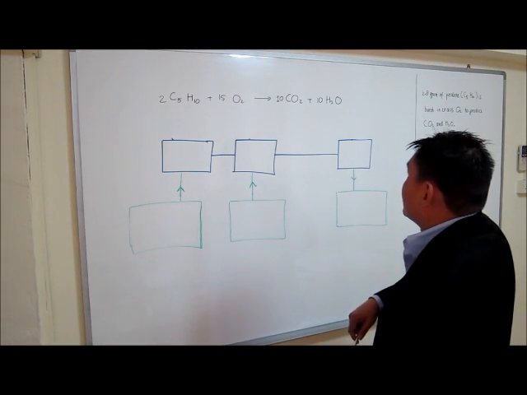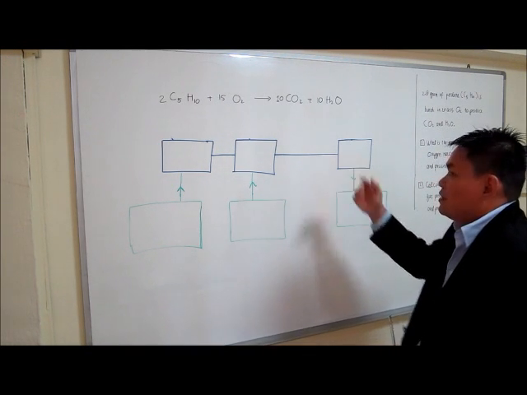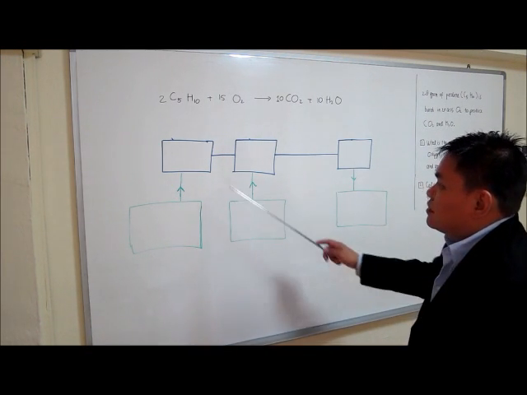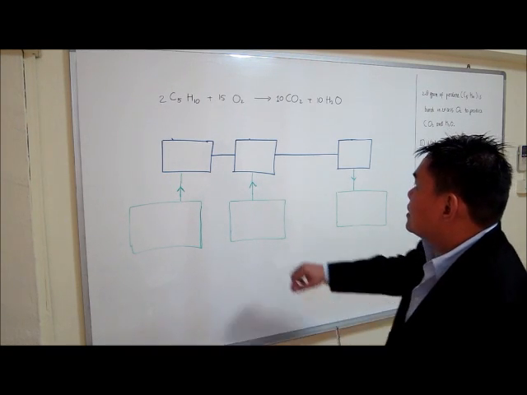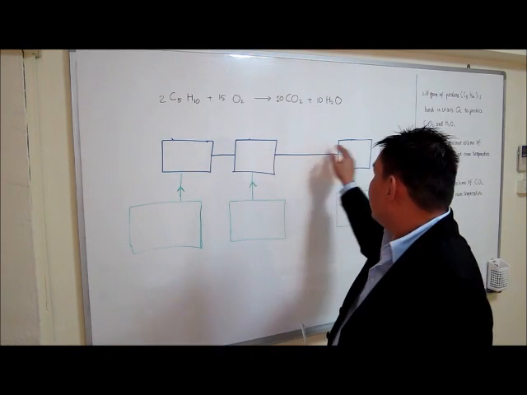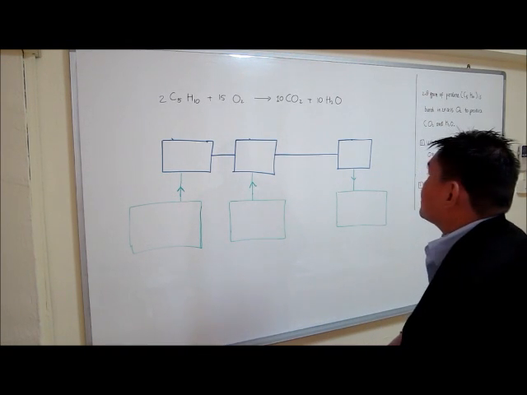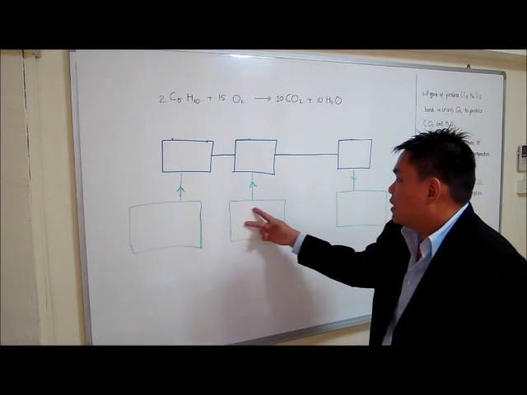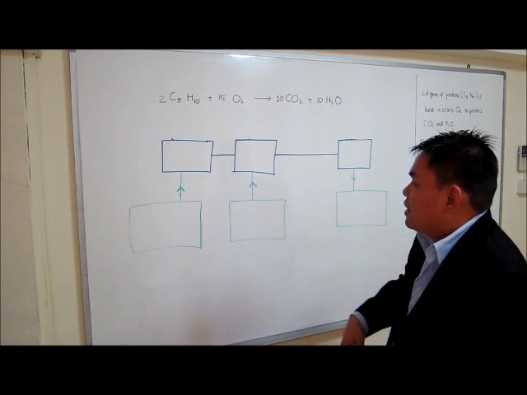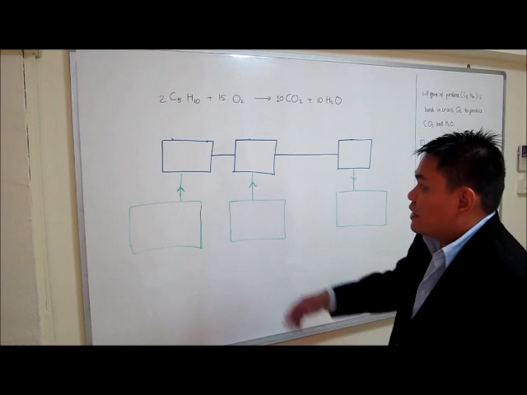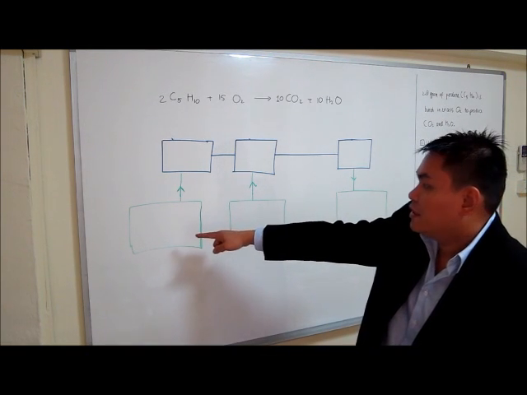Then on my pattern here we have 3 blue boxes. So basically what we do is we standardize the blue boxes. The unit inside here is going to be mole, and other information, other amounts of substance expressed in other units, we are going to put in green boxes.